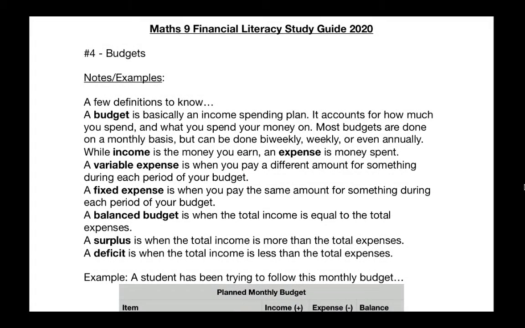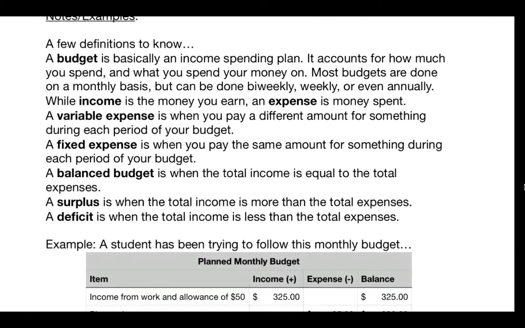So in order to be able to do some budget questions pretty easily, it's important to know some of the terminology. Some of these things may be obvious, but I'm just going to read through them real quick. First of all, when we're talking about a budget, we're talking about a spending plan. It accounts for how much money you spend and what you spend your money on, and it also keeps track of how much money you earn.